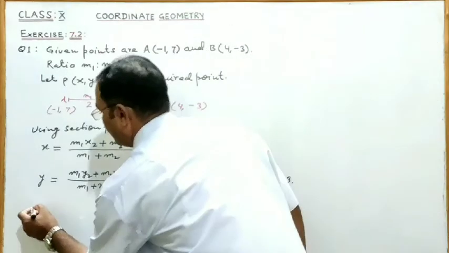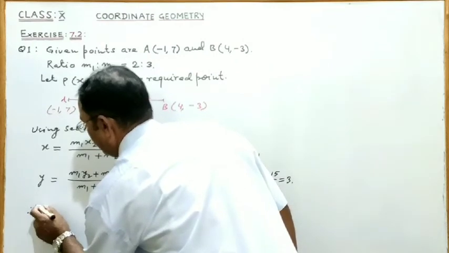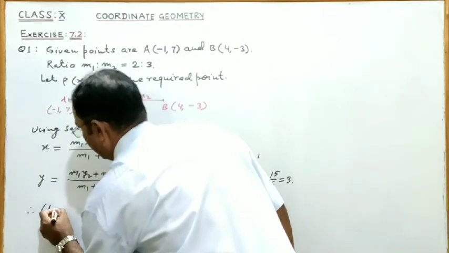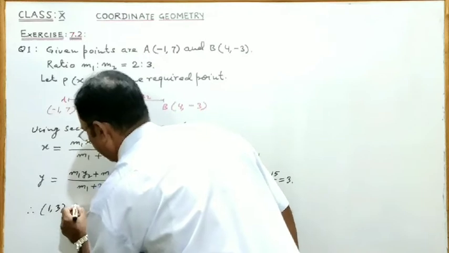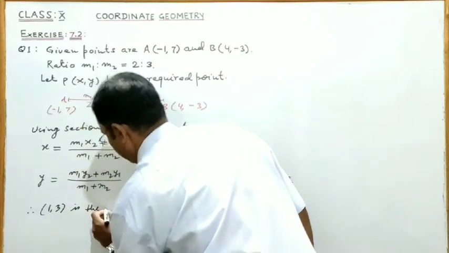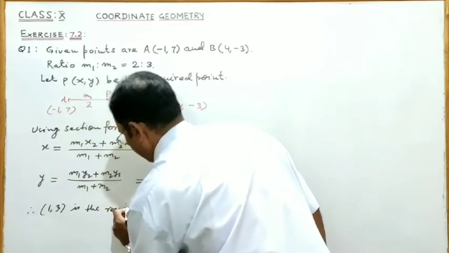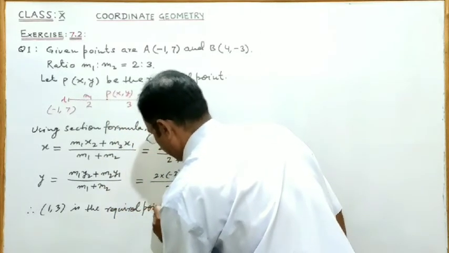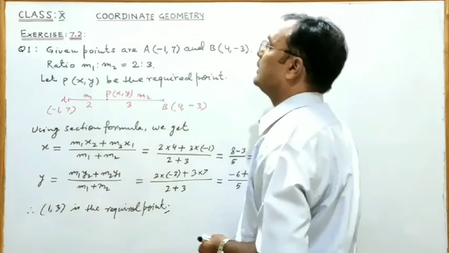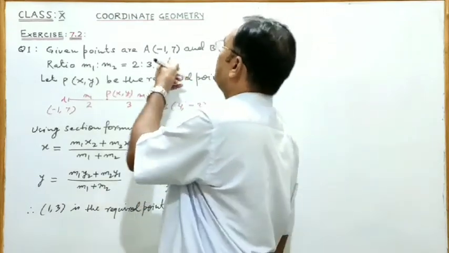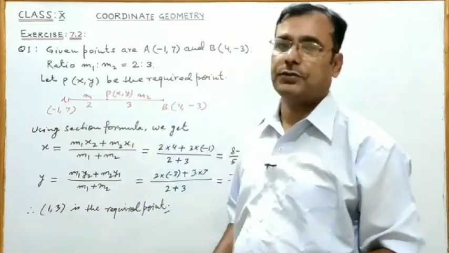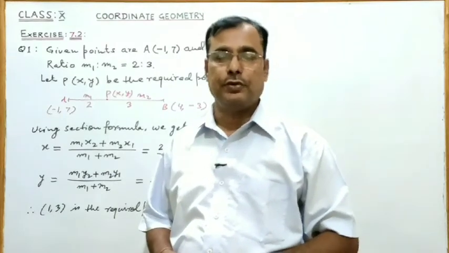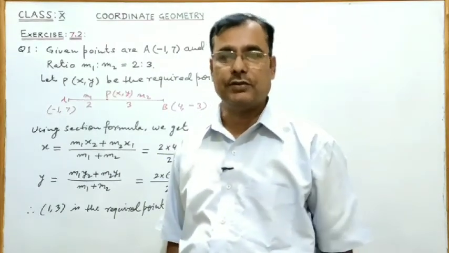So therefore (1, 3) is the required point which divides the line segment joining two given points (-1, 7) and (4, -3) in the ratio of 2:3.